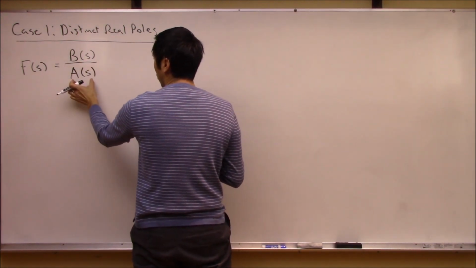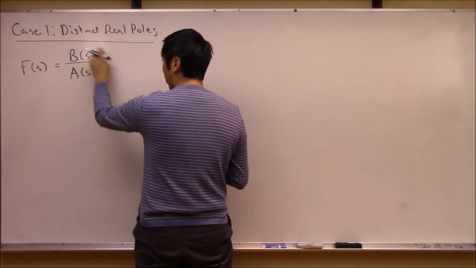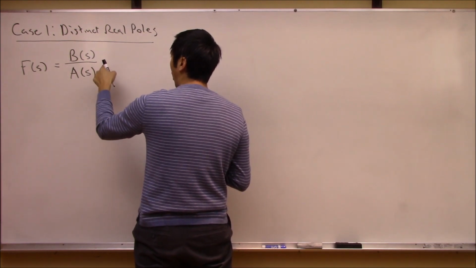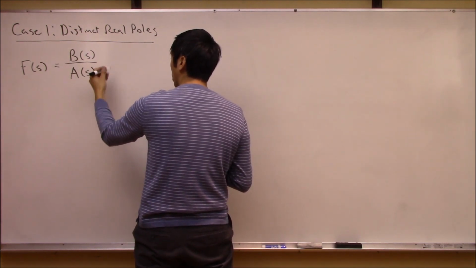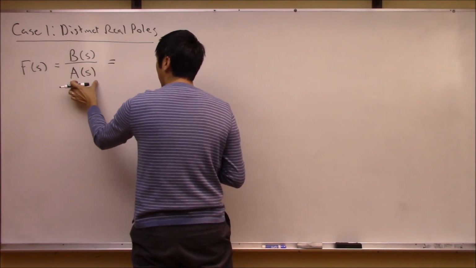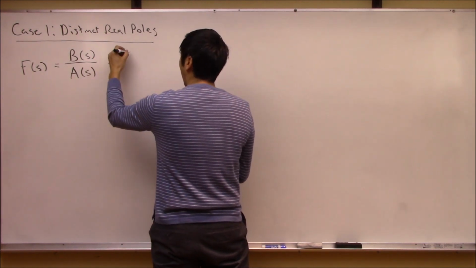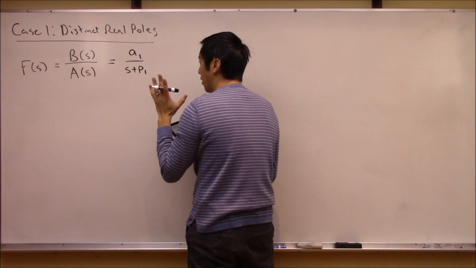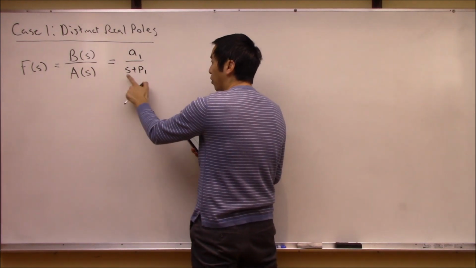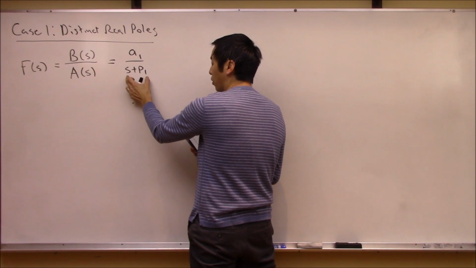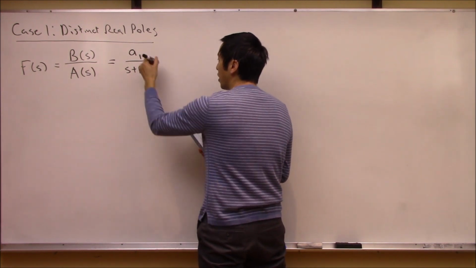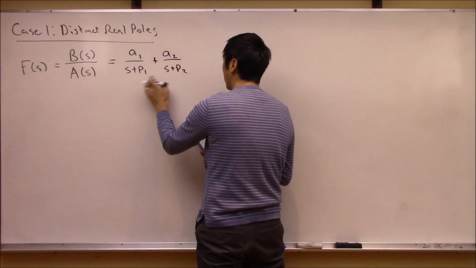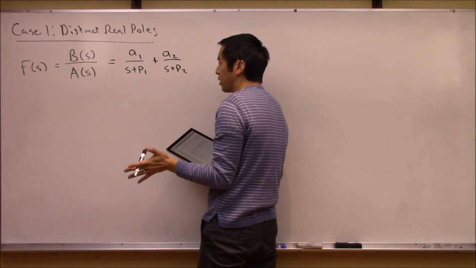And in this case, since the roots of A of S, or the poles of this function F of S, are distinct real poles, we are going to propose a particular form of the partial fraction expansion that looks like this. What we're going to try to do is break up this polynomial into a1, some constant, over S plus P1, where P1 is the pole location, or technically the negative pole location. Basically, this is one of the poles of A of S, and then you have a distinct second real pole, a2 over S plus P2. So again, in this case, P1 and P2 cannot be the same, and they have to be completely real.